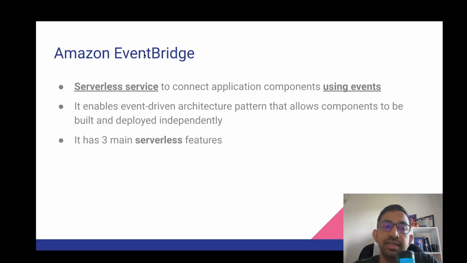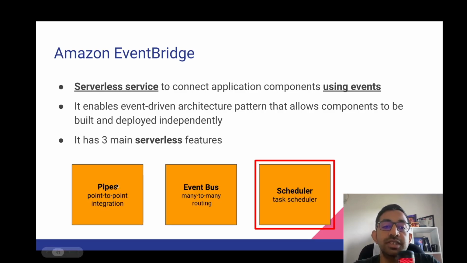We discussed that Amazon EventBridge is a serverless service that we can use in our event-driven architectures to connect application components using events. Amazon EventBridge has three main offerings: Pipes, Event Bus, and the Scheduler. In the last two episodes, we discussed in detail Amazon EventBridge Pipes, which is a point-to-point integration feature, and Event Bus, which is used for many-to-many routing.